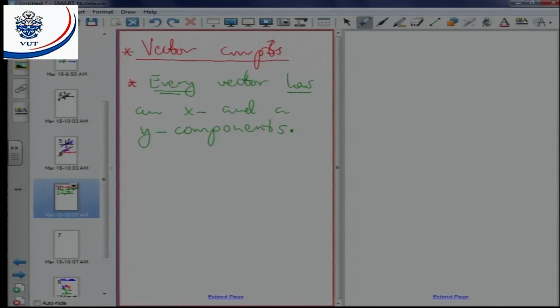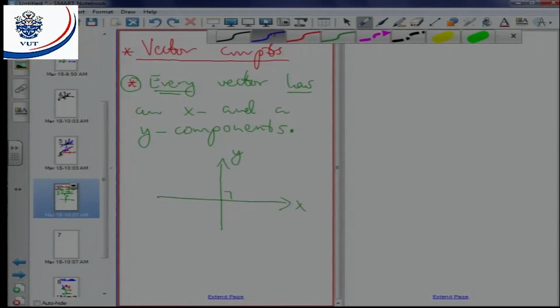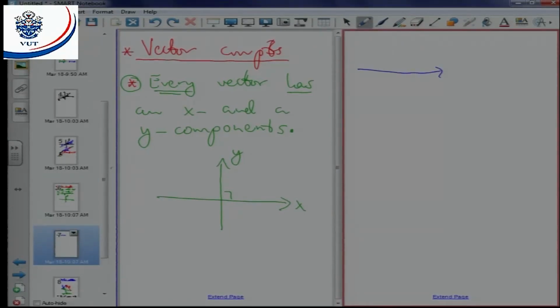So the first important thing is every vector has an x and a y component. Okay, and we draw a Cartesian plane. This is called a Cartesian plane because of the inventor. So that's your x direction and it's perpendicular to your y direction, which is called the y-axis. And on these two directions we can then draw some vectors. So an example is I can have a vector which only has an x direction. So say we have some vector a.